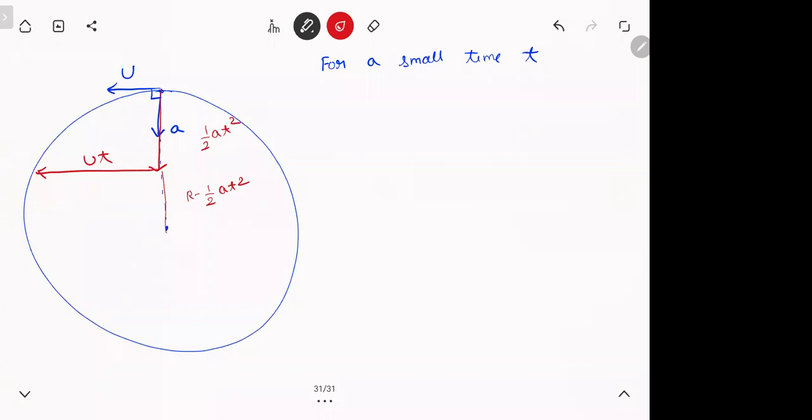Are you getting it? For a very small time t, we are assuming the axis is perpendicular to u, so it will fall down half at square, and horizontally it will travel ut, and this distance is r. So it forms a right angle triangle. Are you getting? Two things are happening. One, you're falling down. Second, you're going horizontally.